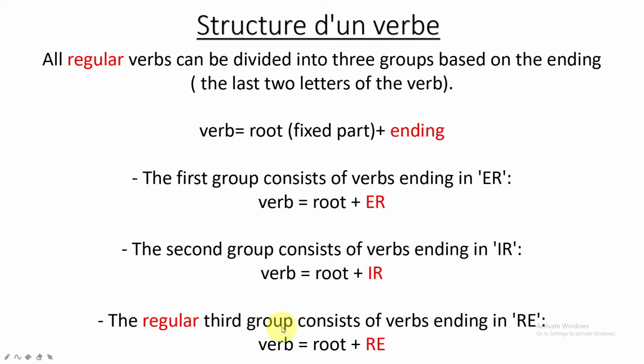The regular third group consists of verbs ending in RE. Verb equal root plus RE. In the third group, I added regular because we also have the irregular verbs in the third group. But we'll talk about them in the future.